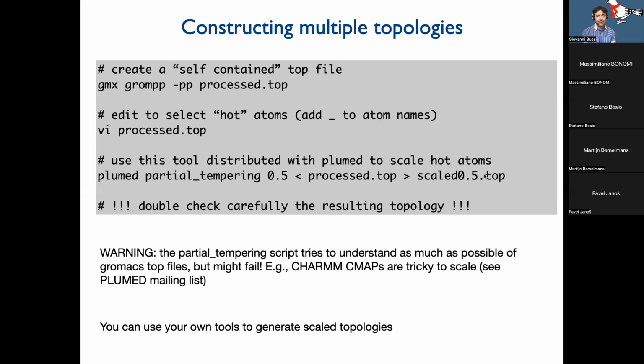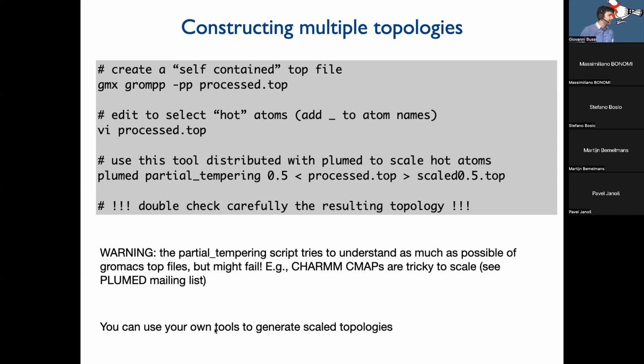So this script, you can imagine, is going to parse the GROMACS top file. It's not guaranteed to always work. You have to double check carefully that it worked correctly. We will see in the exercises some important tests that you can do. And just to mention one tricky case, CMAPs from the CHARMM force field are tricky to scale. If you need to use that on your system, check the PLUMED mailing list.